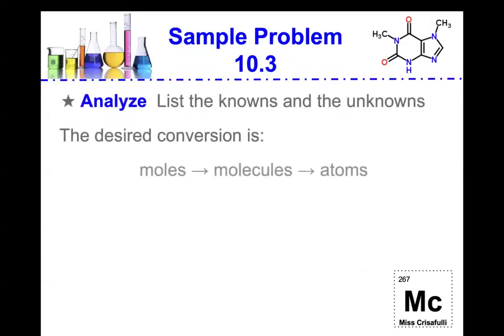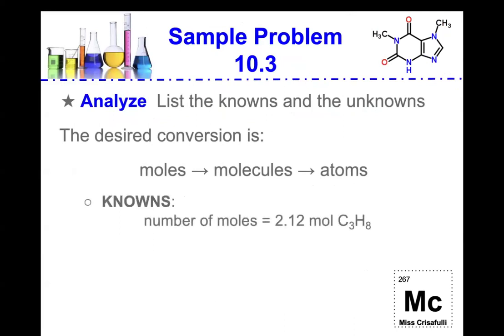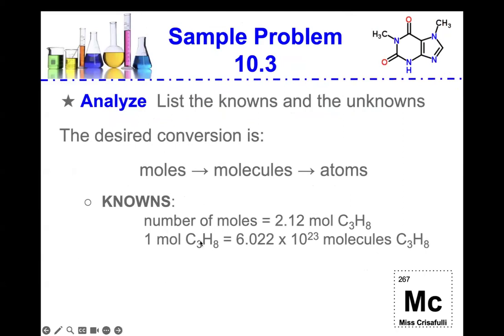The desired conversion is from moles to molecules to atoms. We know the number of moles, 2.12 moles of propane. We know that 1 mole of propane, because that's the one unit, is equal to 6.022 times 10 to the 23rd molecules of propane. And 1 molecule of propane is equal to 11 atoms.